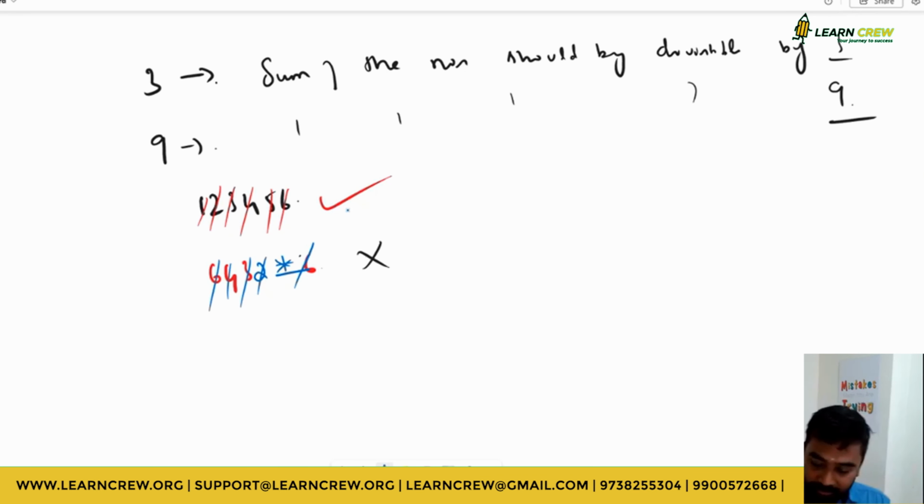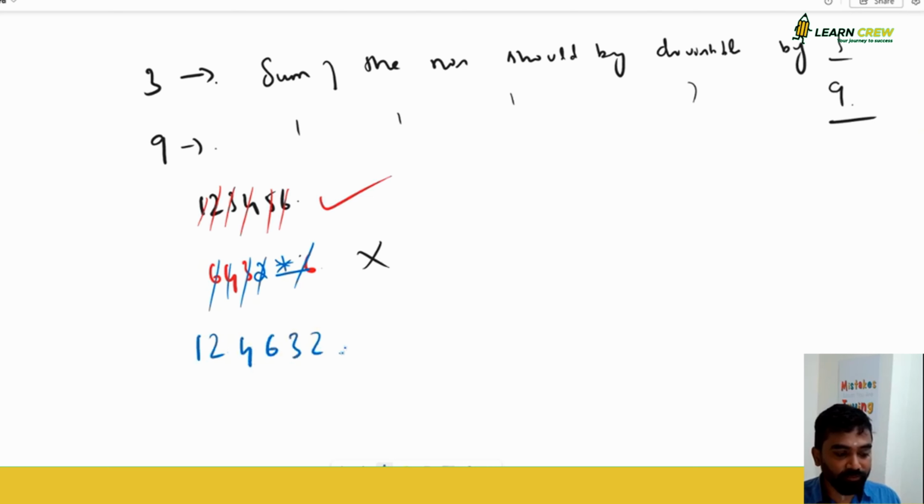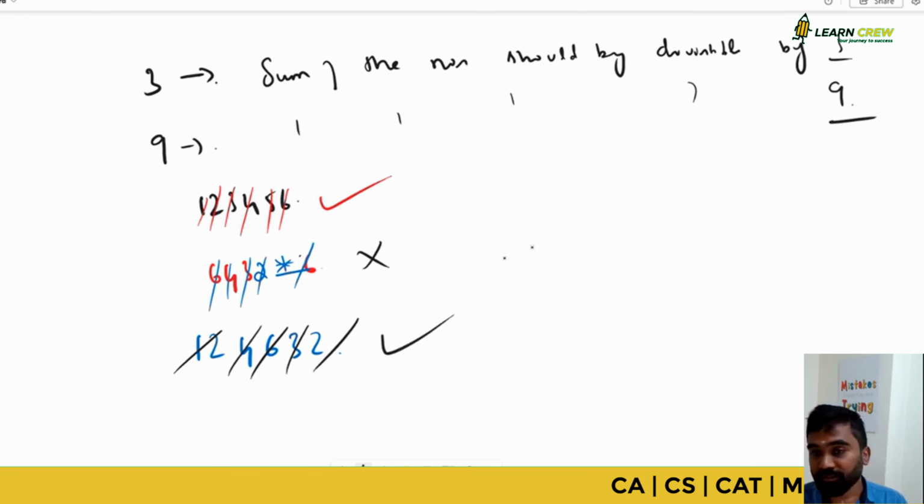Fine. Okay. 1, 2, 4, 6, 3, 2. Is it divisible by 3 or no? Yes. 1, 2, 3, 3, 6. Divisible by 3. Fine. Okay.